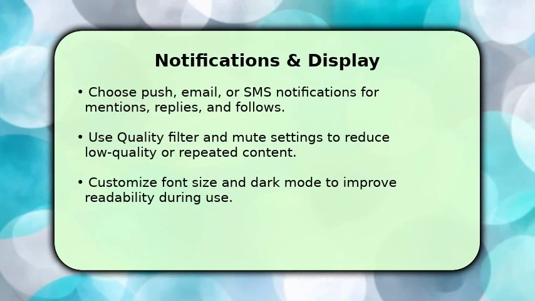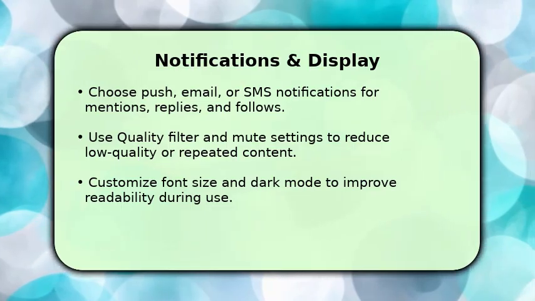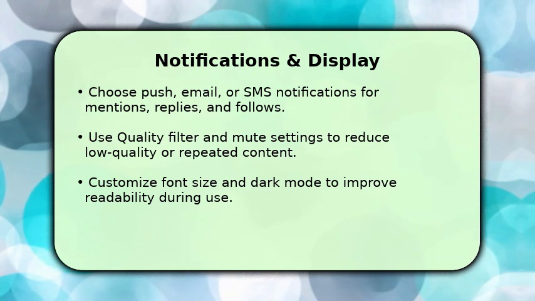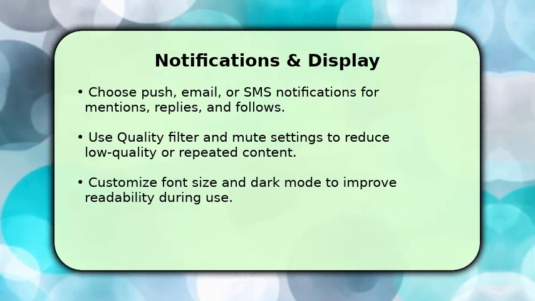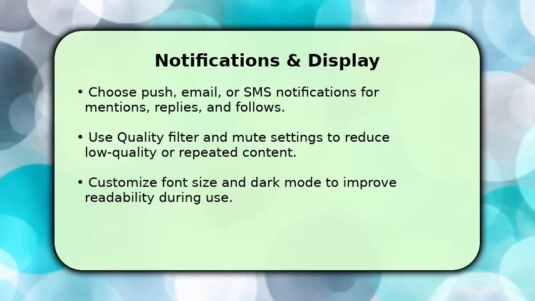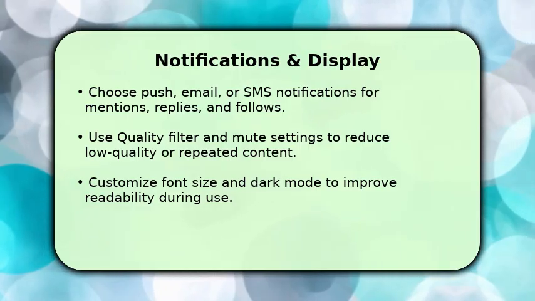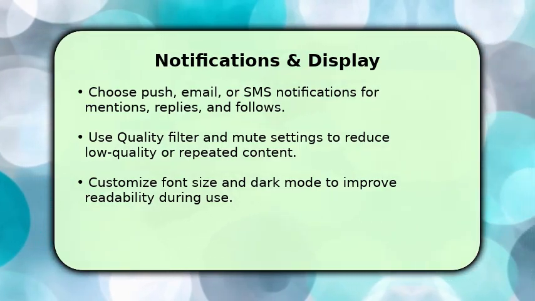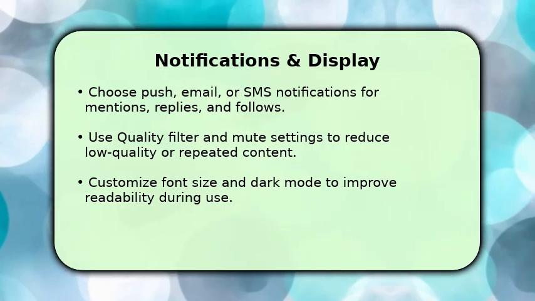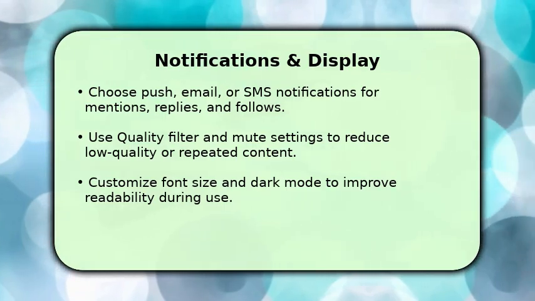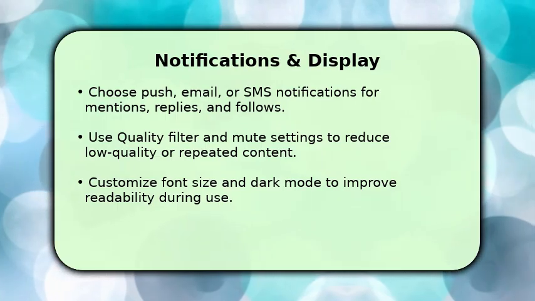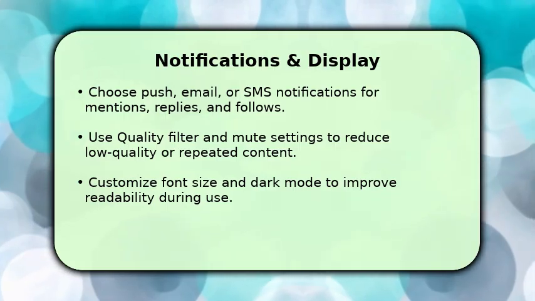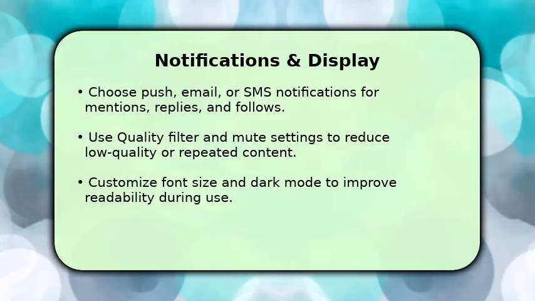Next, we'll optimize notifications and display preferences to reduce noise and improve focus. Open notifications settings and choose push, email, or SMS options for mentions, replies, and follows. Use quality filter and mute settings to hide low-quality content and repeated tweets. Customize font size, color scheme, and dark mode for easier reading during long sessions. Test changes briefly to confirm they suit your habits, and revert any option that feels restrictive.